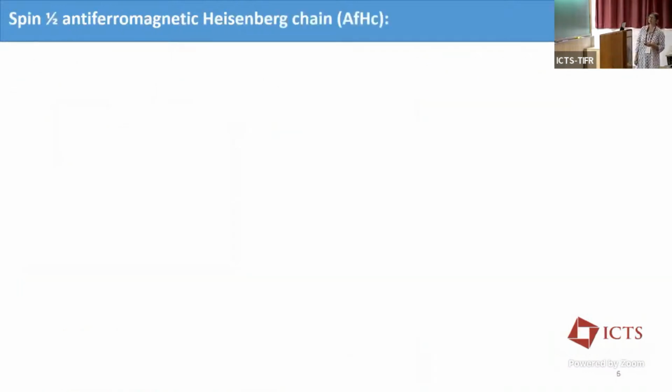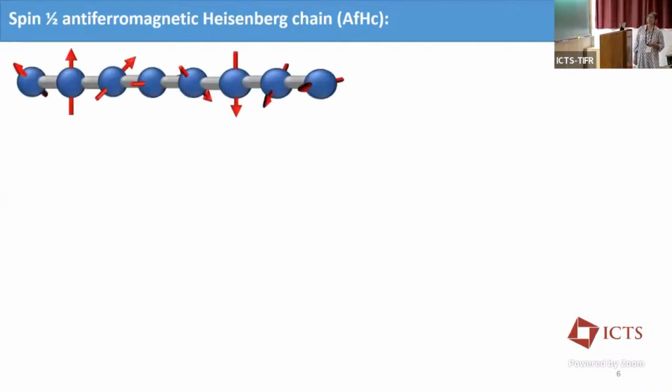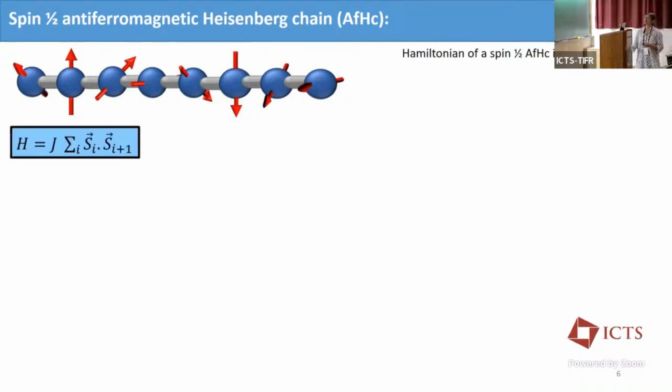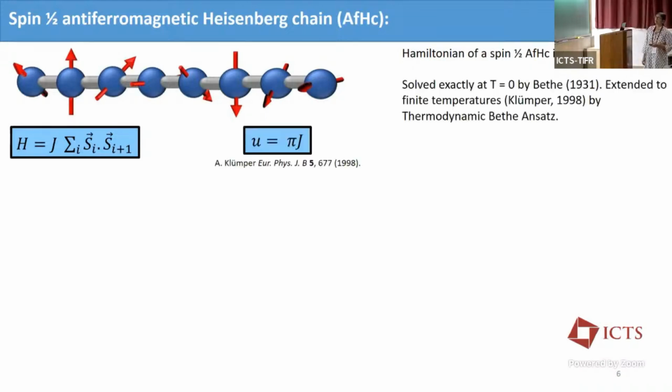Okay. So now let me come to the spin-half antiferromagnetic Heisenberg chain. What I show here is a cartoon of a one-dimensional chain. Blue spheres represent atoms, and the red arrows on top of them are spins which are antiferromagnetically coupled to each other. The Hamiltonian of a spin-half antiferromagnetic Heisenberg chain is given like that, where J is the exchange coupling constant, S_i denotes the spin operator on the i-th site, and S_{i+1} is the spin at the next site. This was solved exactly at T equal to 0 by Bethe, and is known as the very famous Bethe ansatz.